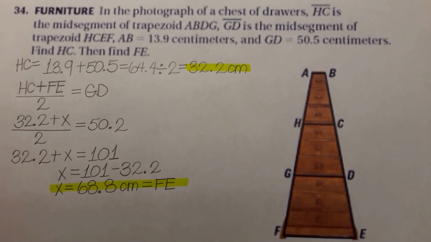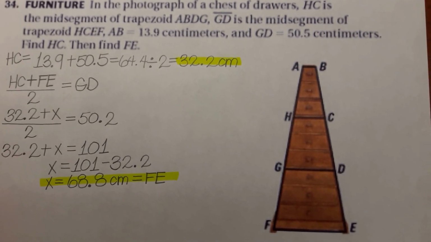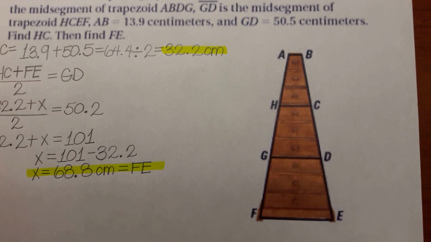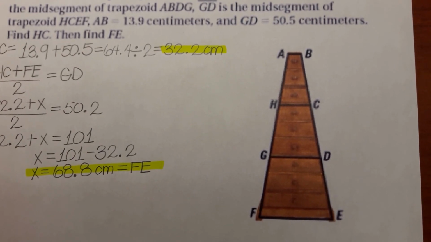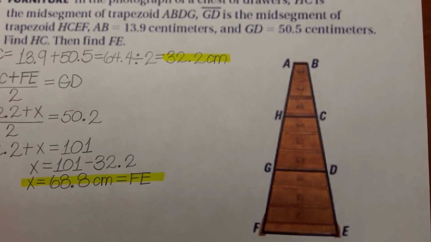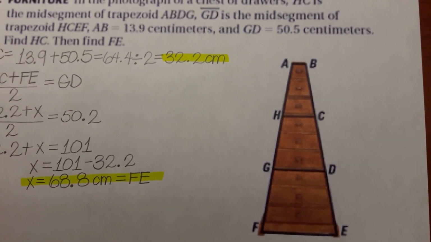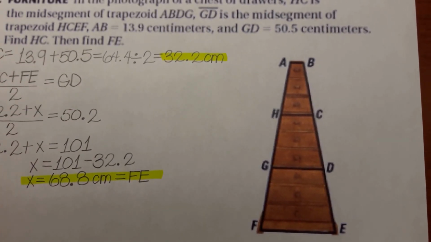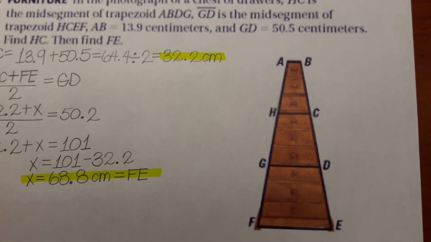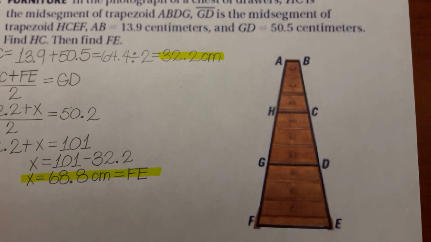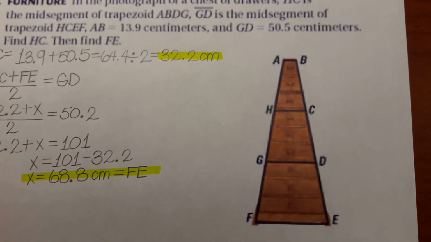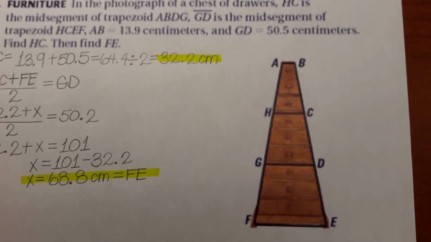34. 34 says, in the photograph of a chest of drawers, segment HC is the mid-segment of trapezoid ABDG. Segment GD is the mid-segment of trapezoid HCEF. AB is 13.9 centimeters, and GD is 50.5 centimeters. Find HC, then find FE.